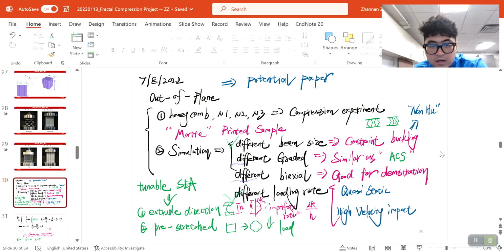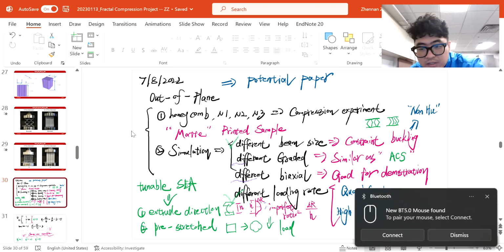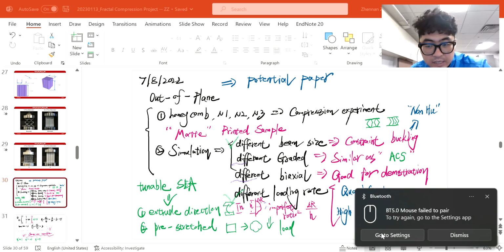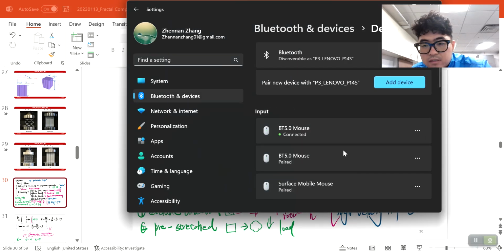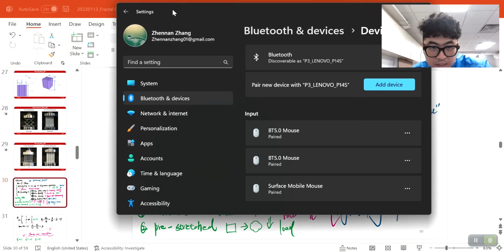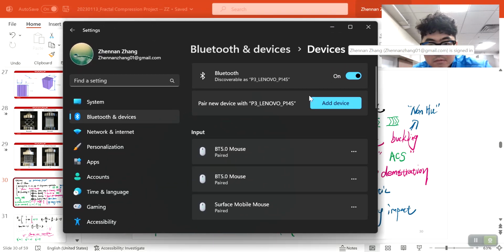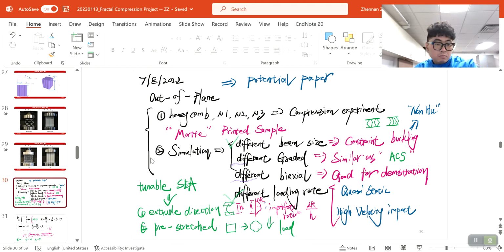This is an outline I wrote last year for the potential paper, but at the time we had to switch to another project because we had some new work to do. So this work has been delayed for a very long time, and I think in this semester we can pick it up.